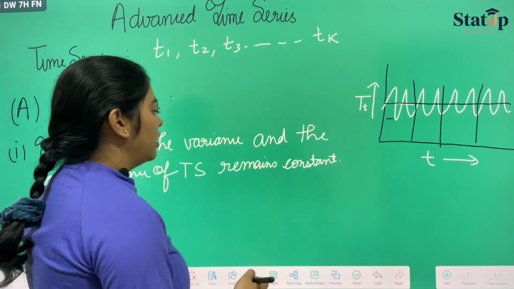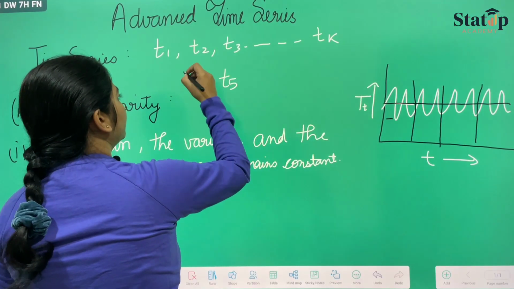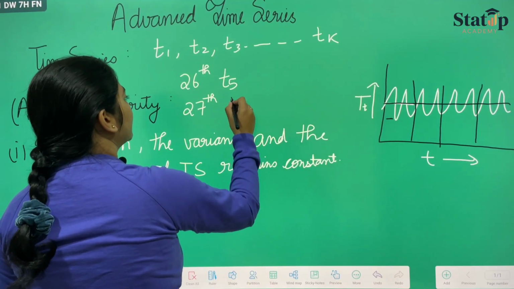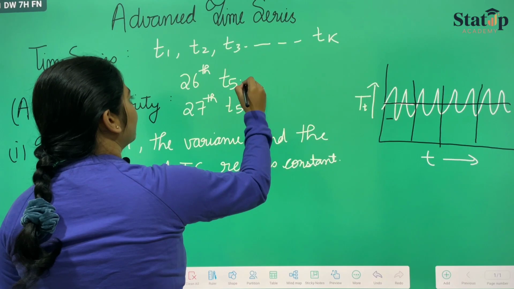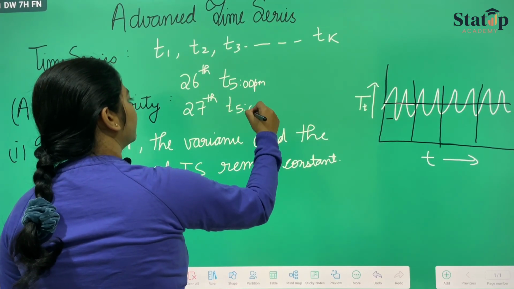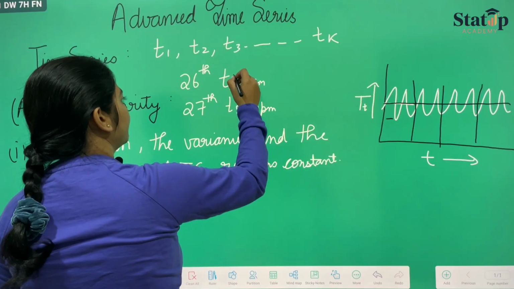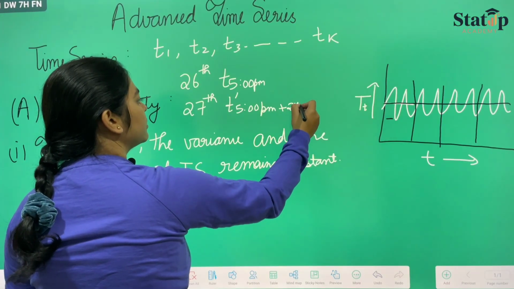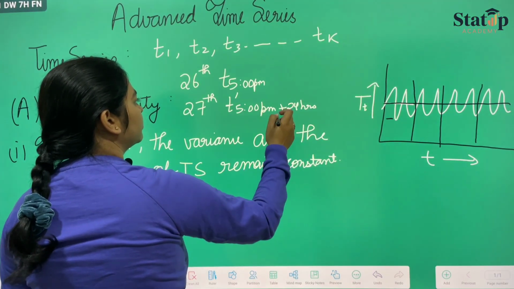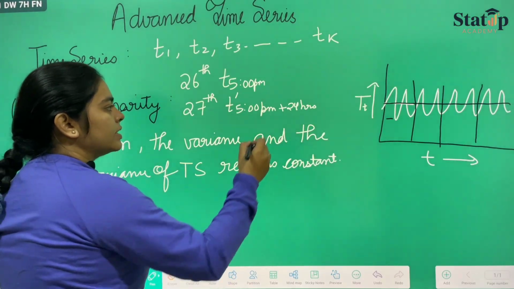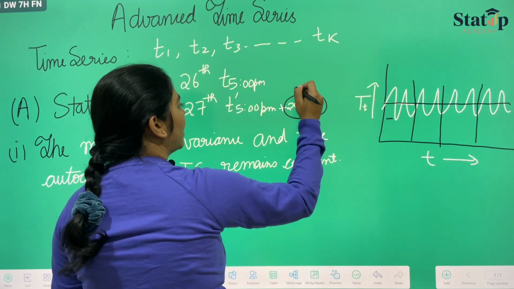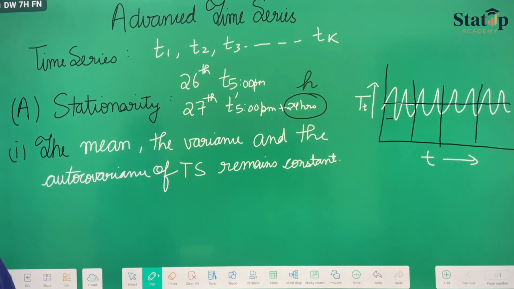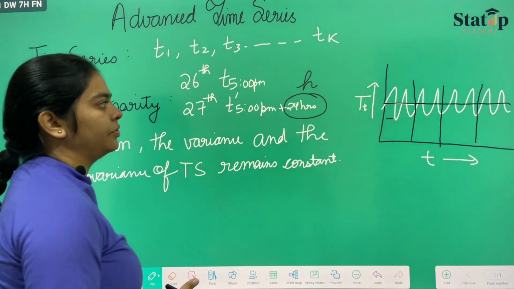Suppose today, on the 26th, we have taken T5, and on the 27th we take T5 of the same hour. Suppose this is 5 p.m., and this is also 5 p.m. But this T5 and that T5 differ by 1 day, so it is a 24 hour increase. This increase is identified as H, which can be termed the lag value or integer shift.